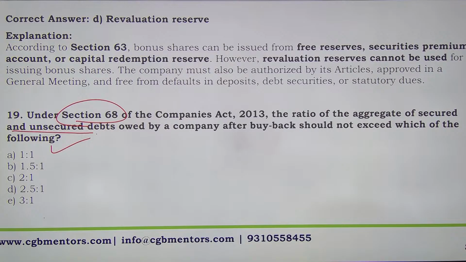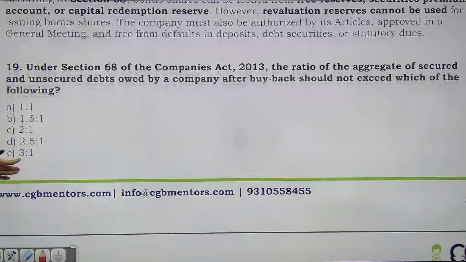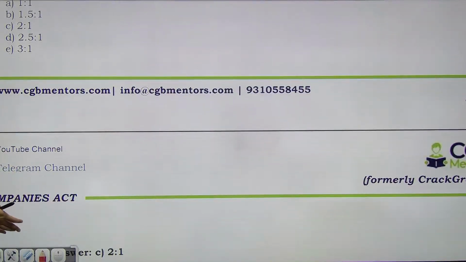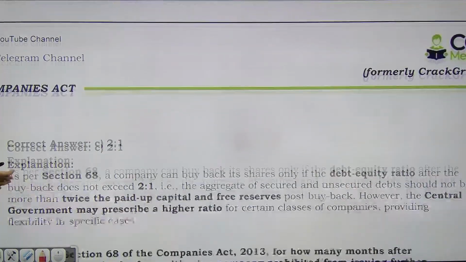So the answer here is 2:1, option number C, ठीक है. तो जो हमारा debt equity ratio है cannot be more than 2:1 in case of or after the buyback, okay.